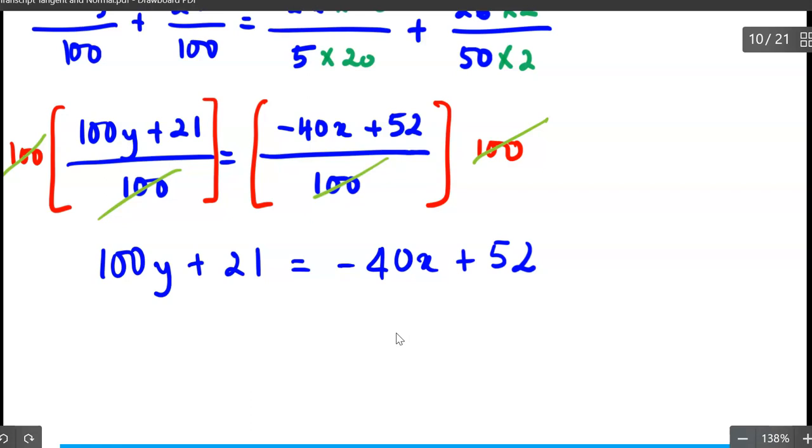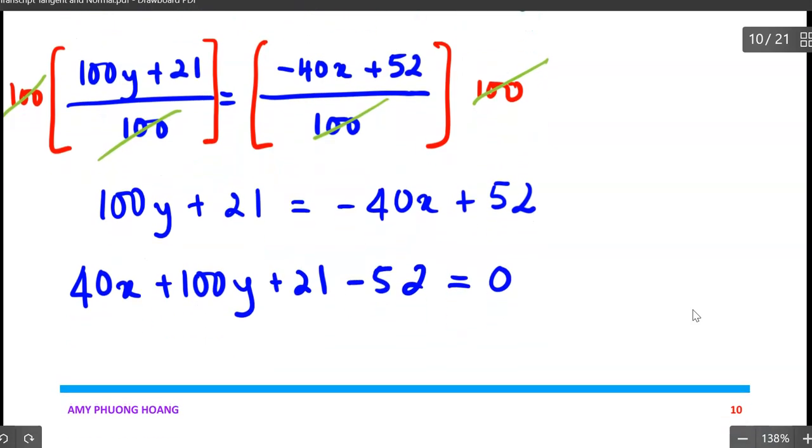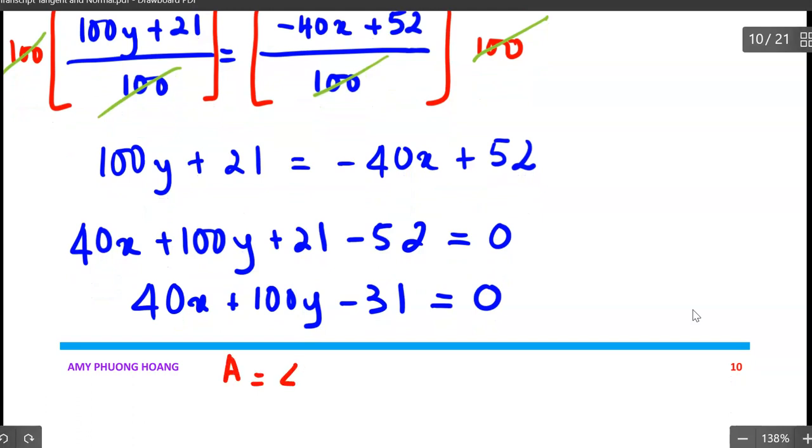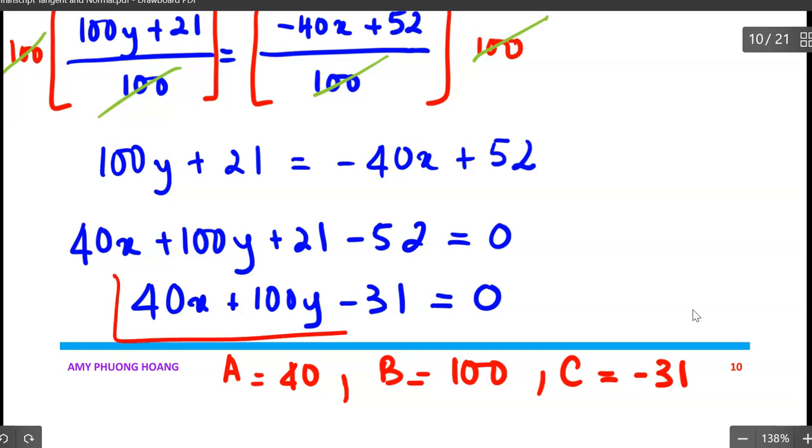Okay, so at this point, you see, you get rid of the denominator altogether, and all your coefficients or your numbers turn into integers. So at this point, all you have to do is just bring this term over to the side. Subtract 52, equal to 0. Okay, so combine this 21 and 52. I should have negative 31 and this equal to 0, right? Okay, so now you see a is equal to 40, which is an integer, b is equal to 100, which is also an integer, and c is equal to negative 31, which is also an integer.